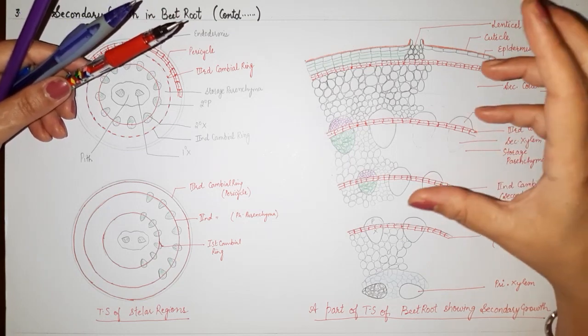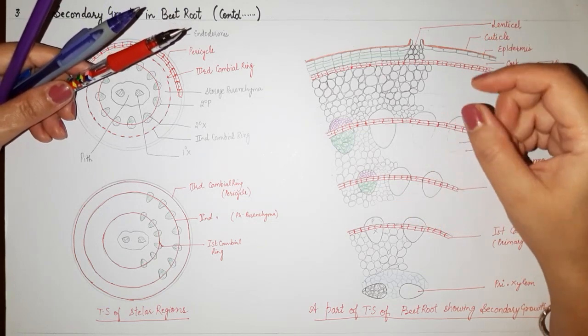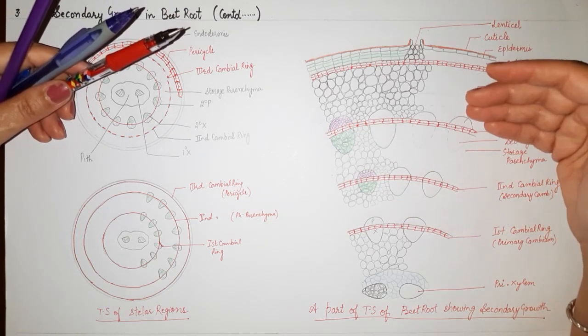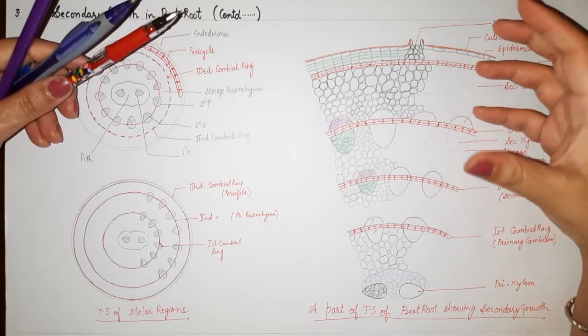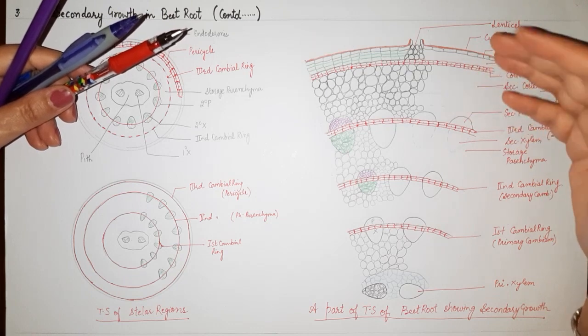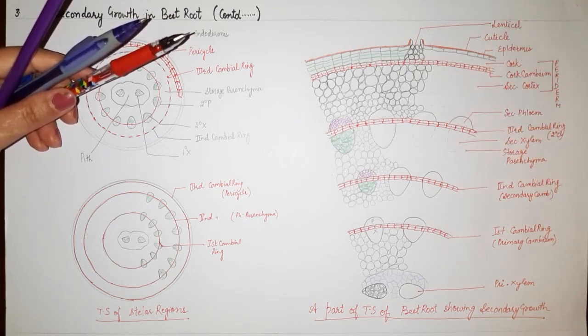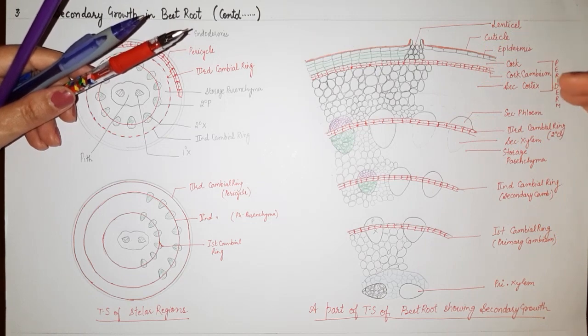Now, during the very early stages, when the diameter of the root is only 5 mm, the number of cambial rings that are required for full growth of the root, they develop by that time due to the periclinal divisions in pericycle. Okay, so it happens during very early stages itself.